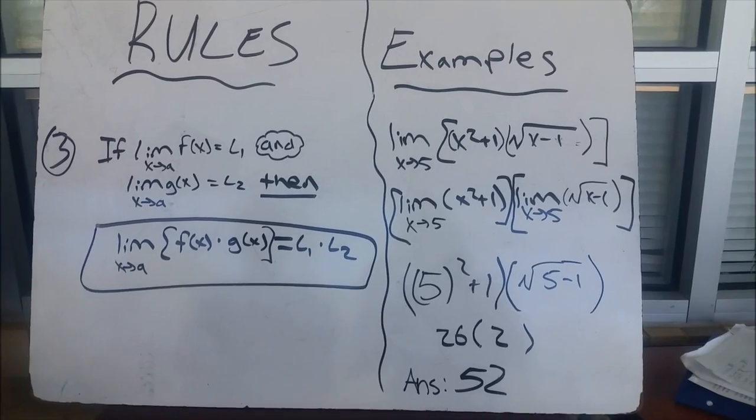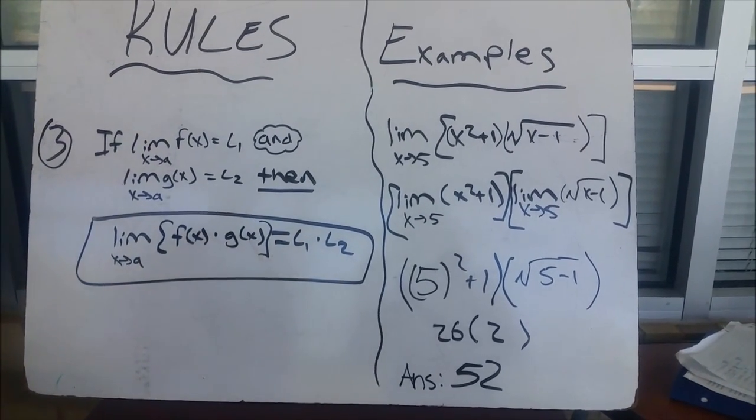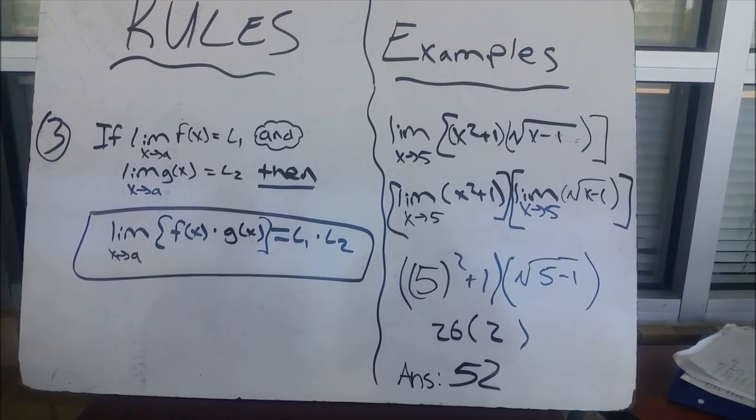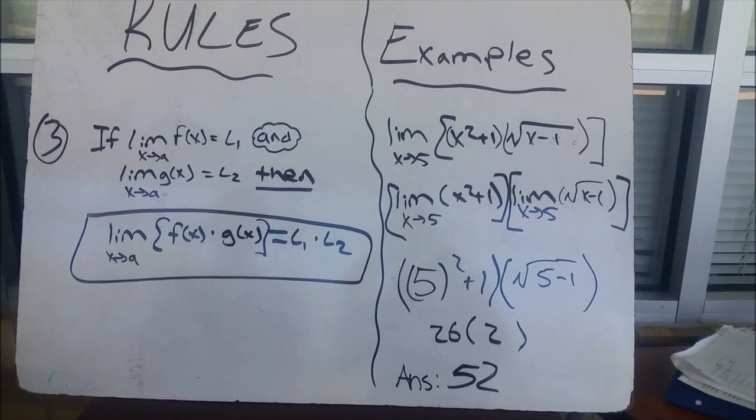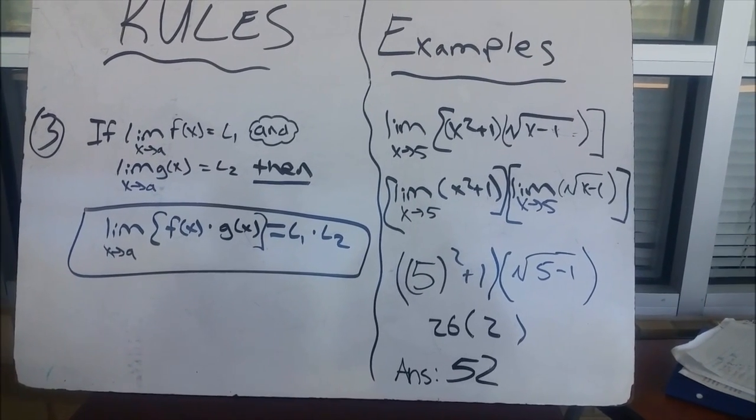The third and final rule that we will be covering is the multiplication rule. So if we have two functions that both involve x approaching a, we can actually end up multiplying them together in certain cases.